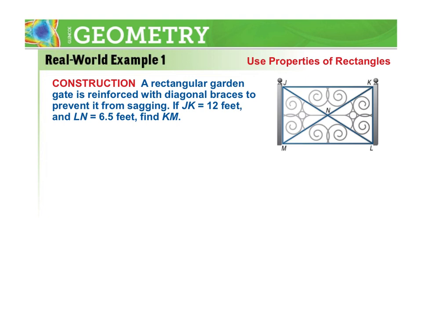For real world example 1, we're given that a rectangular garden gate is reinforced with diagonal braces to prevent it from sagging. If JK equals 12 feet and LN equals 6.5 feet, find the value of KM. It's our green segment here.